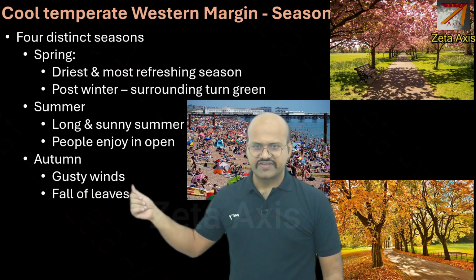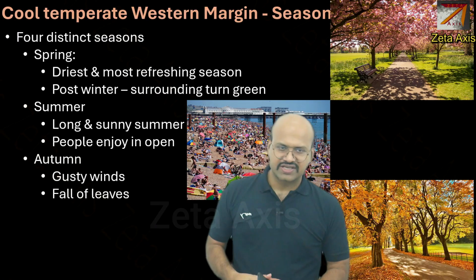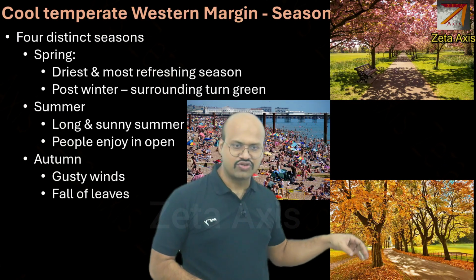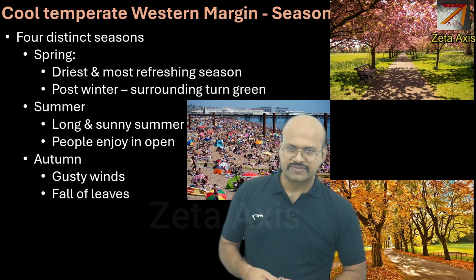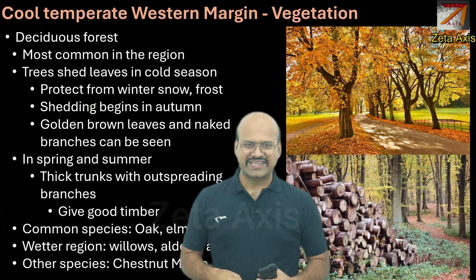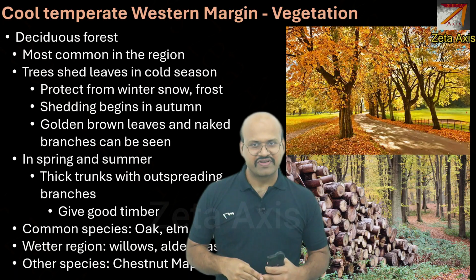Autumn, gusty winds flow, and fall of leaves. So we can see that leaves fall, they give a unique golden look to the environment, and winds also blow during the autumn season. Now let's see the characteristics of vegetation in the British type of climate.